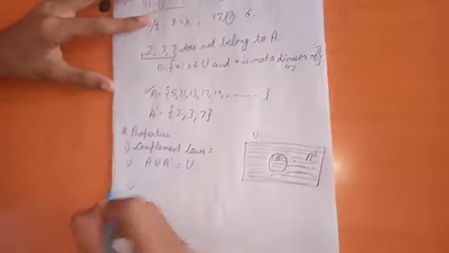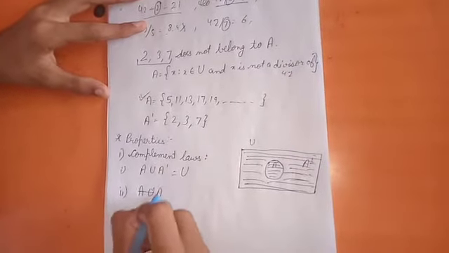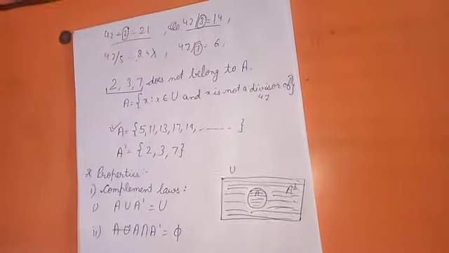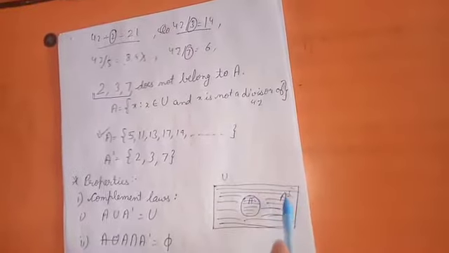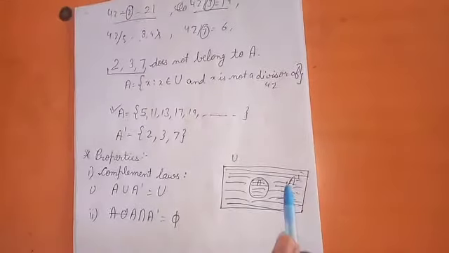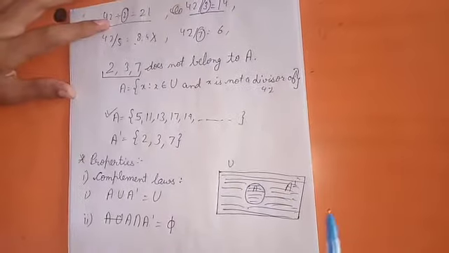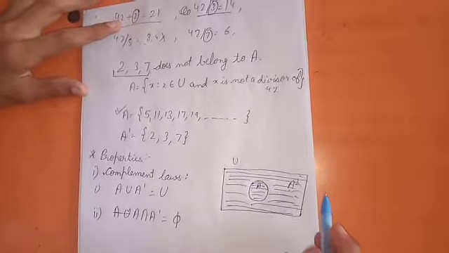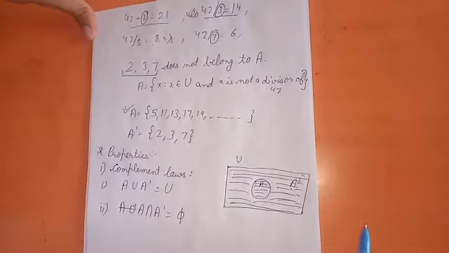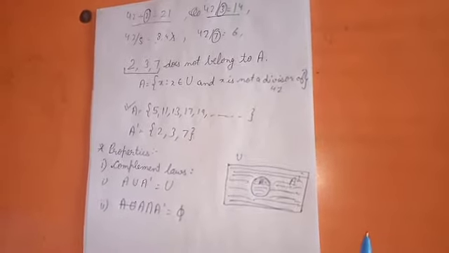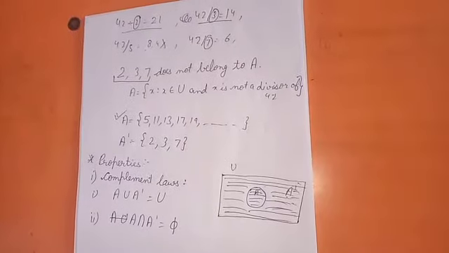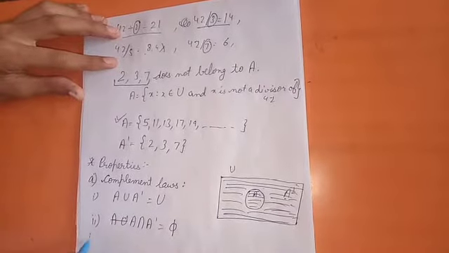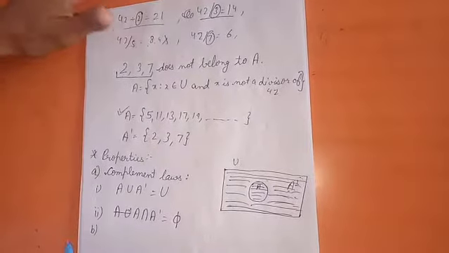Now second is A intersection with A dash will give you phi. Phi means no element. That means if we take the intersection of A and A dash, we will not get any element coming from both. It is obvious because A dash contains all the elements that are not in A. That's quite easy. If these are remembered, most of our questions can be easily solved. Now that was our part A. Second is part B, De Morgan's law.